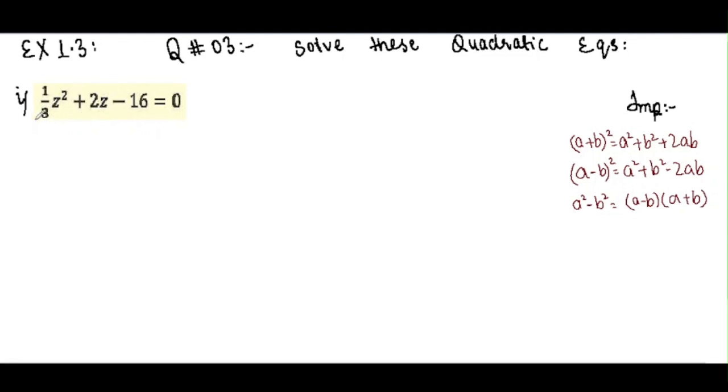When we multiply the left hand side of this equation with 3, we are going to multiply all of these terms, and when we multiply 3 with the right hand side, it becomes 0 multiplied by 3 and the answer is 0, so we are not going to write it. So 1 by 3 z square into 3 gives us this 3, and the multiplied 3 cancels, and so we get z square plus 2 into 3 is 6z minus 16 into 3 we get 48 equals 0. So z square plus 6z minus 48 equals 0.